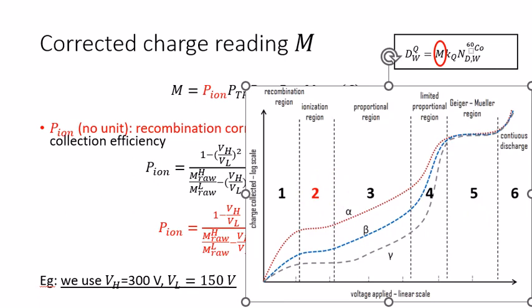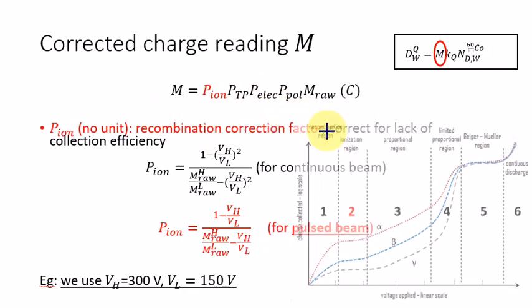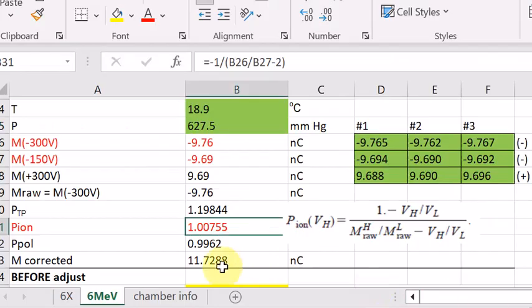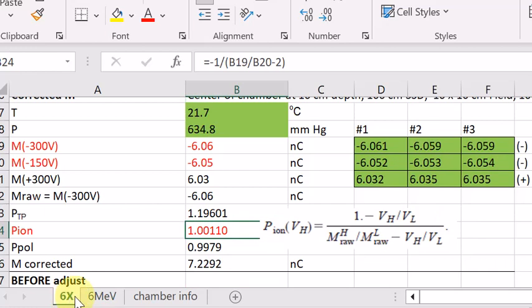Typically, TG-51 recommends using chambers that have a P-ion less than 1.05. And if you look at the P-ion for our chamber for both electron beams and photon beams, they are far less than 1.05, which means they are very reliable chambers for TG-51 purposes.